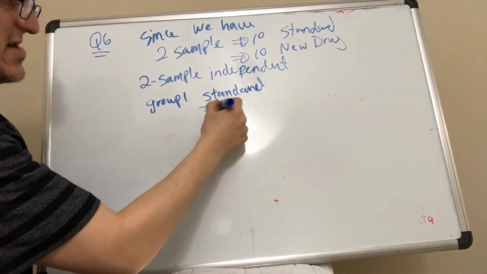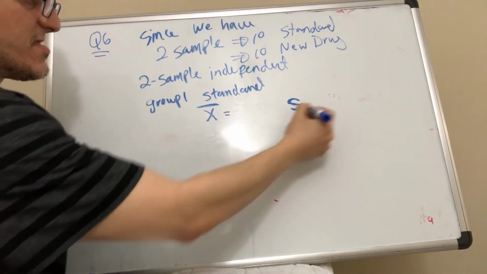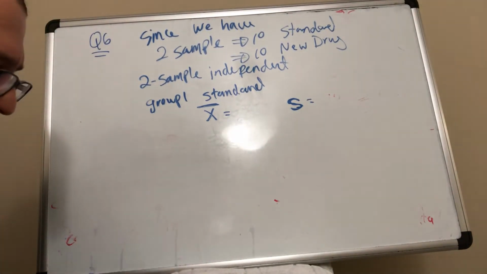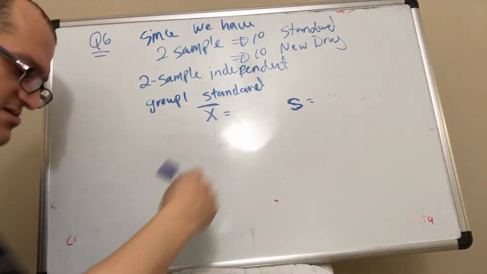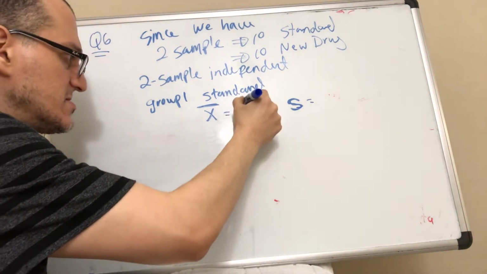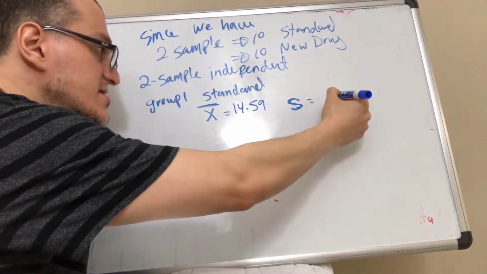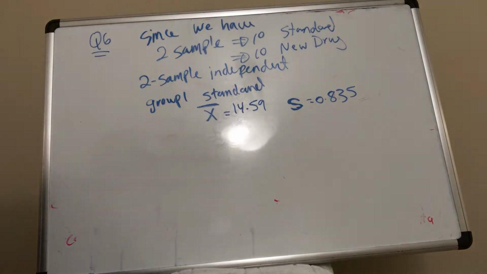So we need the average and we need the standard deviation. Hopefully they will be given to you. If not, you can calculate them yourself. I did the calculation, so you can just add them, divide by 10. That would be 1459 and 0.835 for the first group.